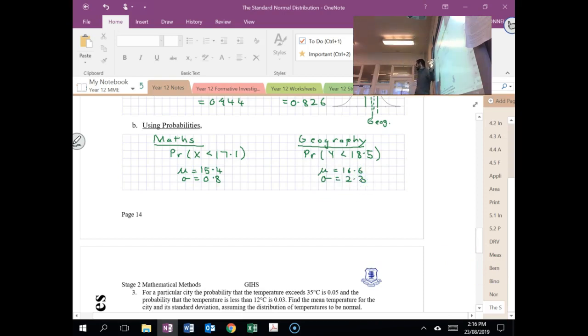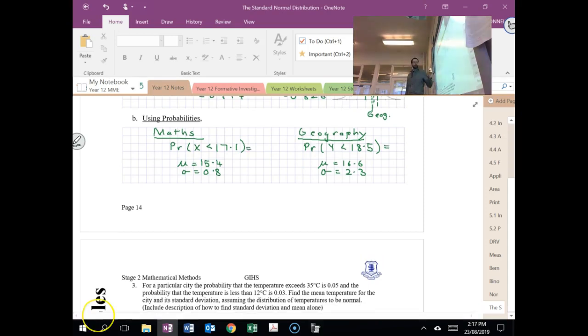I want you to go through and calculate these probabilities using your calculator. Calculate both probabilities. Okay, can somebody give me this probability for maths? What did you get for maths? What value? 0.83. And then geography, what do we get for geography? Did you get something for geography?